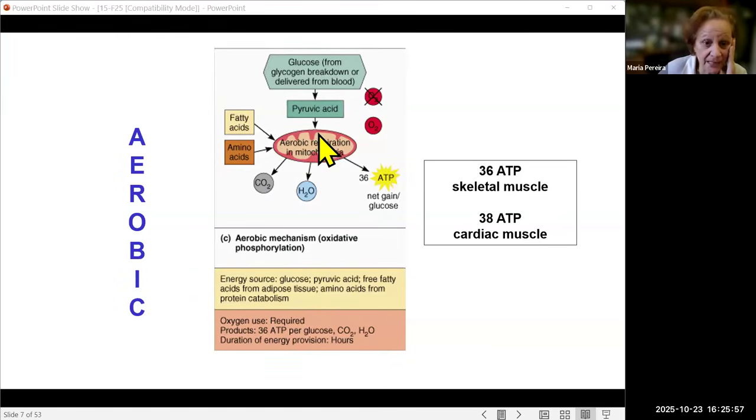So the pyruvic acid enters the mitochondria, and through aerobic respiration, you get a lot, because this is a cycle. It's one of the terms that we use to refer to all the reactions that go on in the mitochondria, which is a cycle. It's called the Krebs cycle. So it goes around and around and around. And from one molecule of glucose, you can get 36 ATP in skeletal muscle and 38 ATP in cardiac muscle.